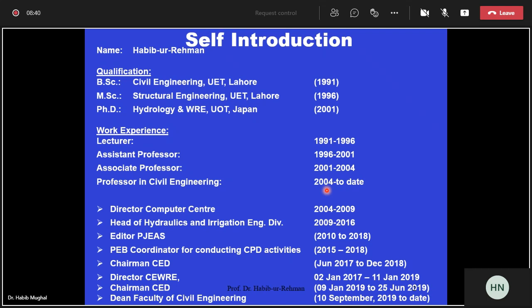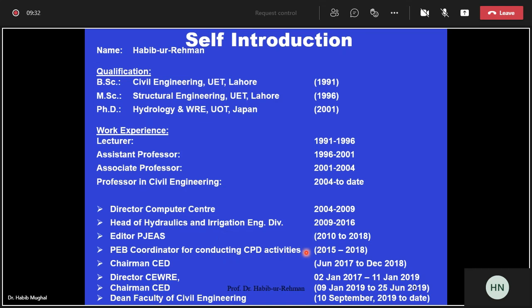In addition to teaching and research activities, I have contributed to UET in several ways with additional duties. Number one, I served as Director Computer Center from 2004 to 2009, then as the head of Hydraulics and Irrigation Engineering Division from 2009 to 2016. We have a research journal at UET called Pakistan Journal of Engineering and Applied Sciences, and I acted as editor of the journal from 2010 to 2018.